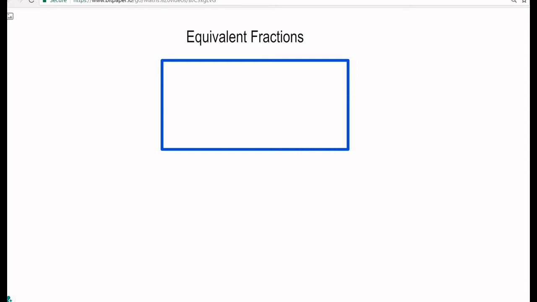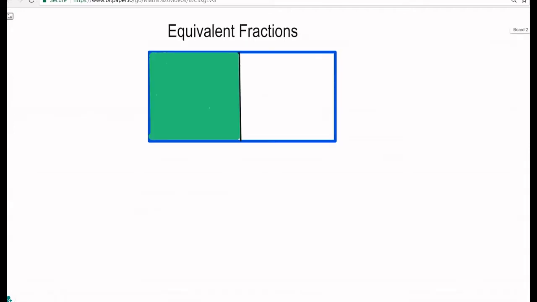Going to talk about equivalent fractions today. So what are equivalent fractions? As you can see, this is a whole rectangle. If I divide this rectangle into two equal parts, then shade one part of it. Now, if I ask you, what is the shaded part of this shape? Then we can say 1 out of 2 is shaded, so 1/2.